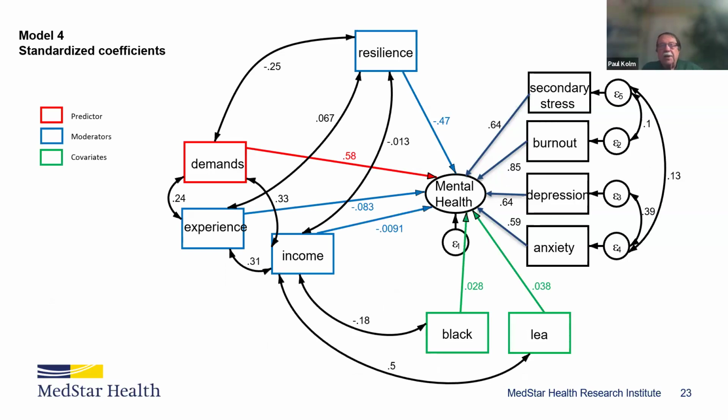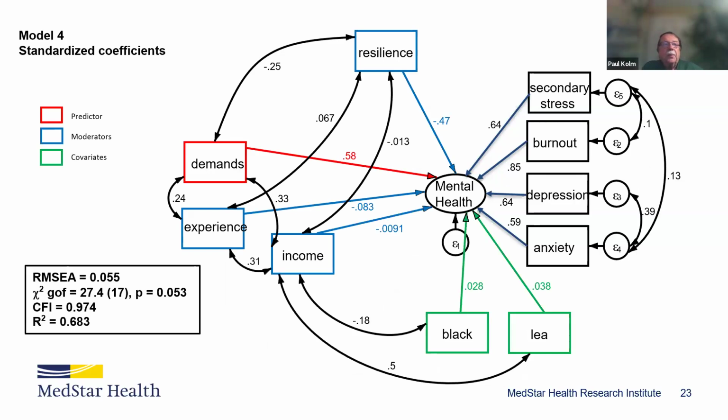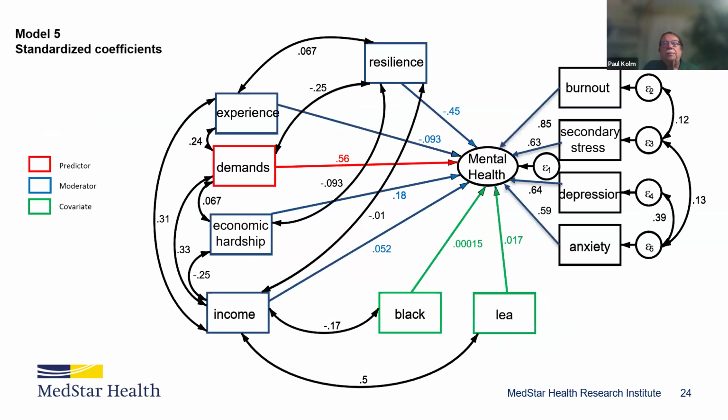And in this model, we have, again, pretty good fit statistics, except that our chi-square is still pretty close to being significant. So we think that maybe we can still improve on this model. And so in this case now, we've adjusted some of our relationships.